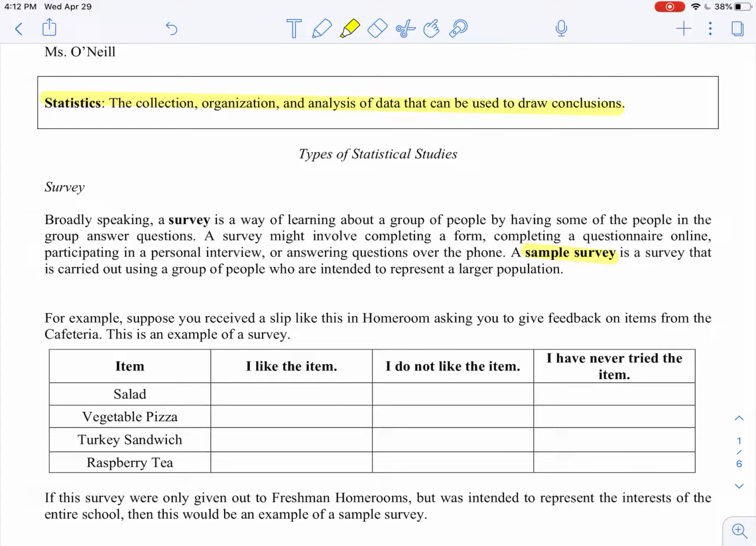So for example, if I wanted to know something about all the freshmen at St. Anthony's, and I can't get to every single freshman, what I would do is I would ask a sampling of those freshmen, and then I would use that sample to draw conclusions about the larger group.